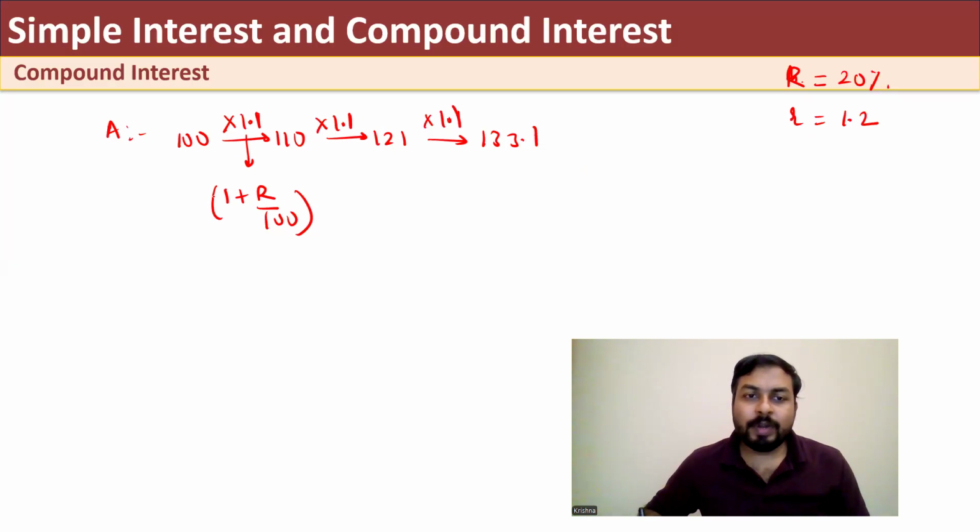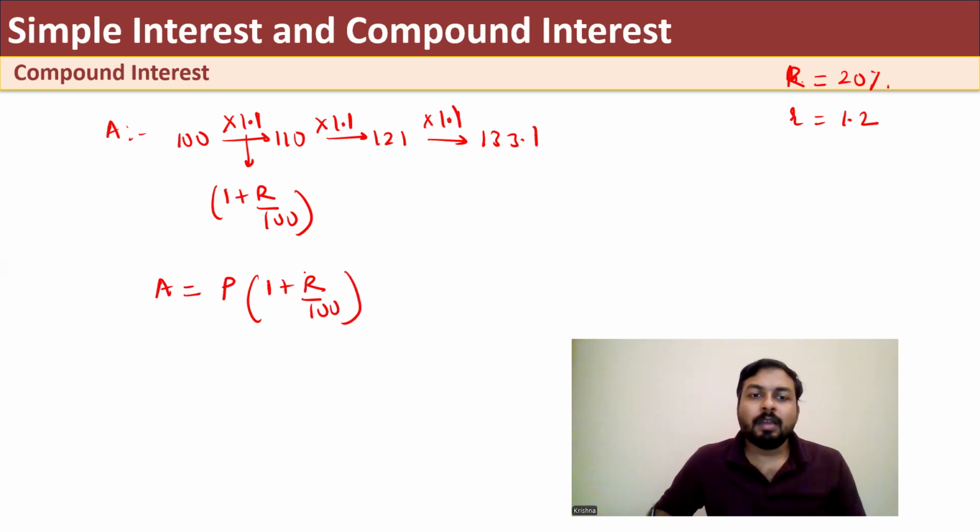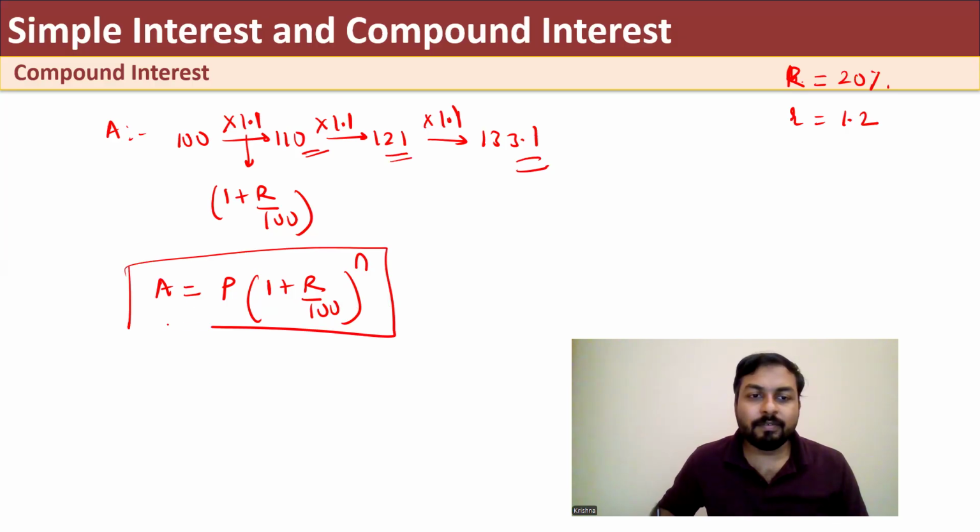Okay. Now, every time you multiply 1 plus R by 100 to the principal, you are getting the amount for that particular year. I repeat, if you multiply this common ratio to the principal, you will get the amount. So can I say that the amount is equal to principal into 1 plus R by 100? If you multiply this one time, you get the first year. Multiply it two times, you get the second year. Three times, the third year. So it is 1 plus R by 100 to the power of n. That's the formula for calculating amount, right?